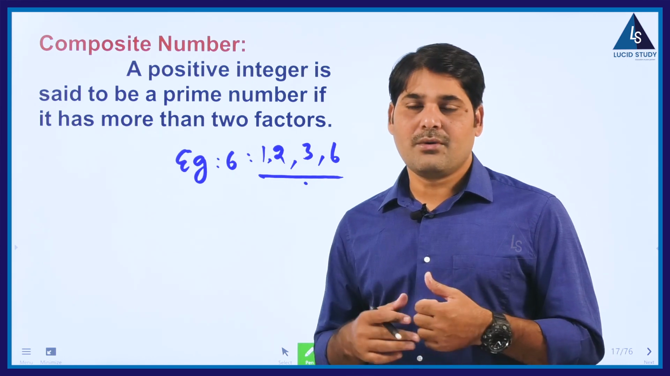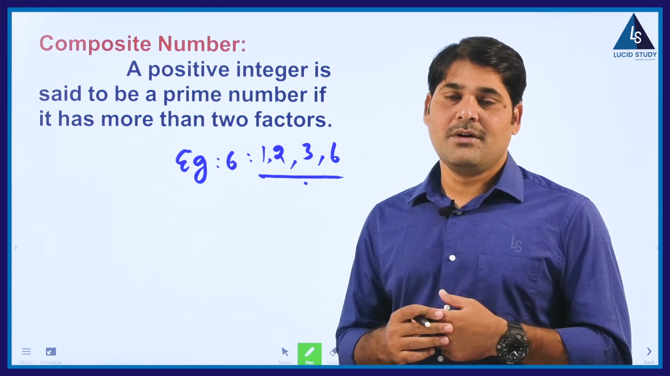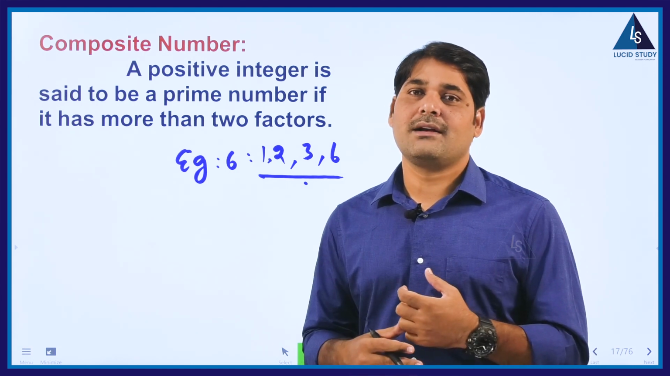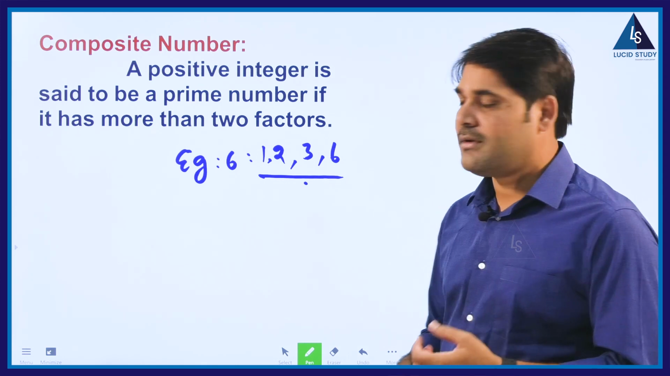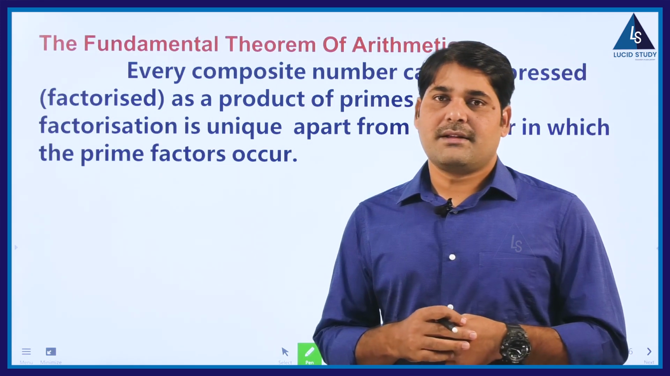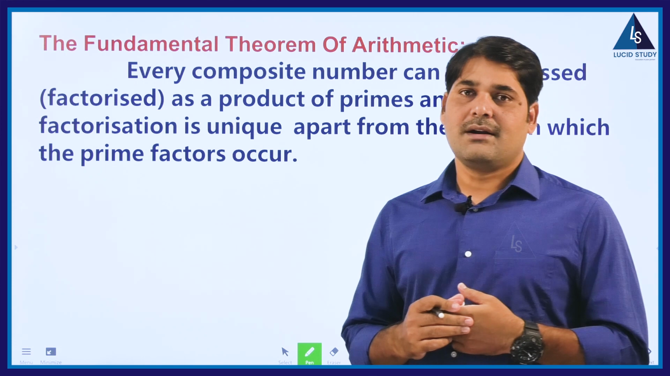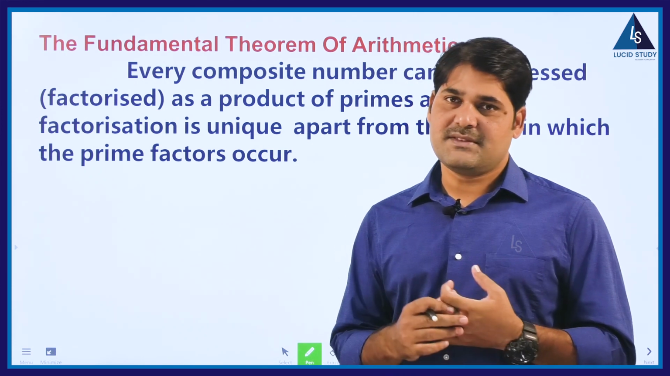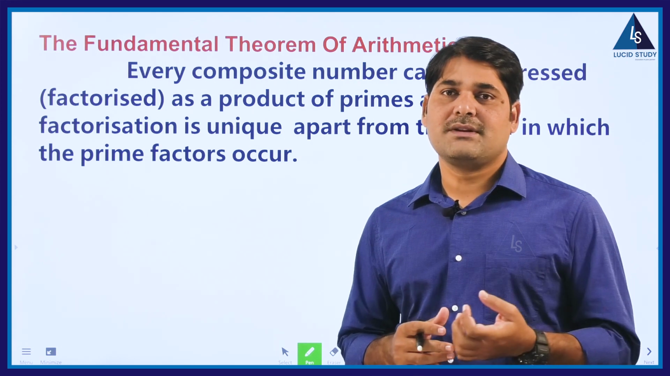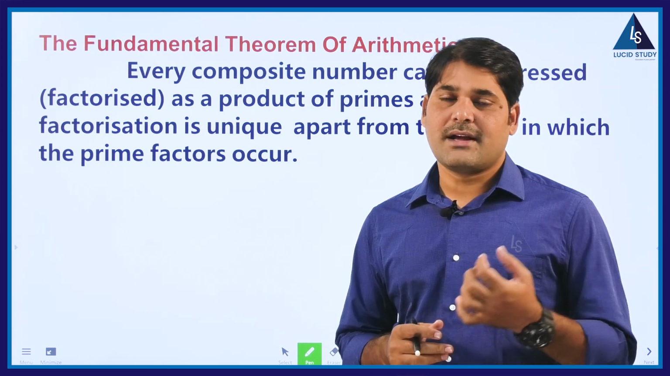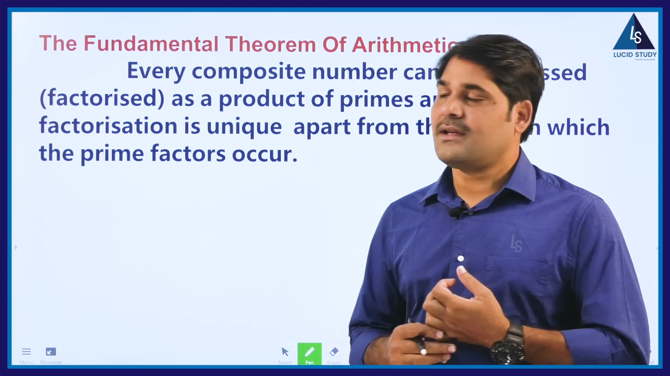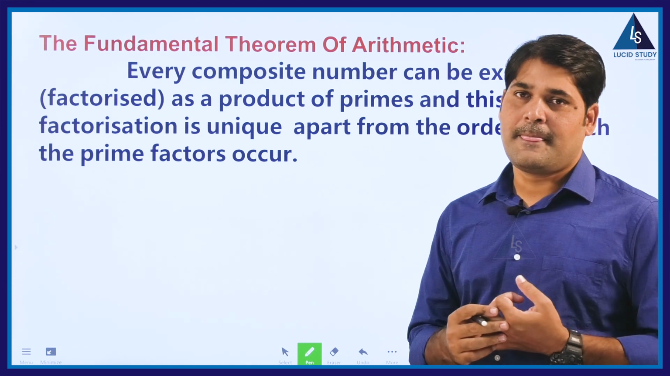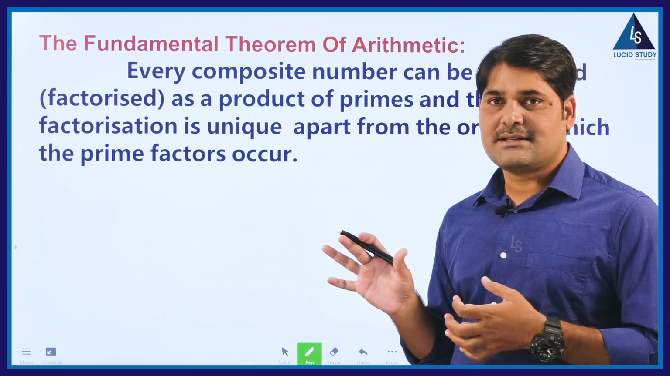Now, what we are going to discuss in this session, I told you, is the fundamental theorem of arithmetic. So we will enter into that theorem now. Let us see the definition of the fundamental theorem of arithmetic. Every composite number can be written as a product of primes, and this factorization is unique. The factorization will be unique.